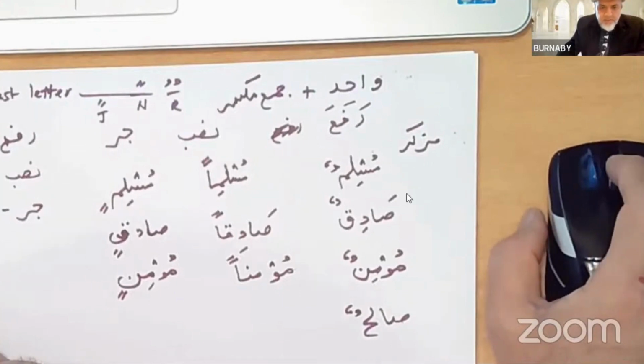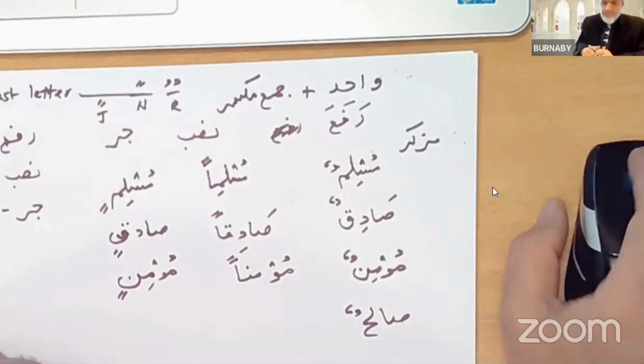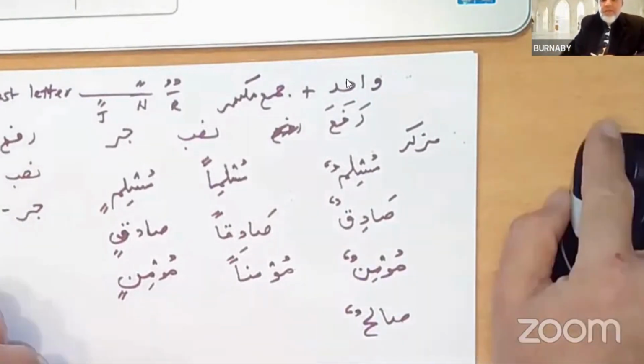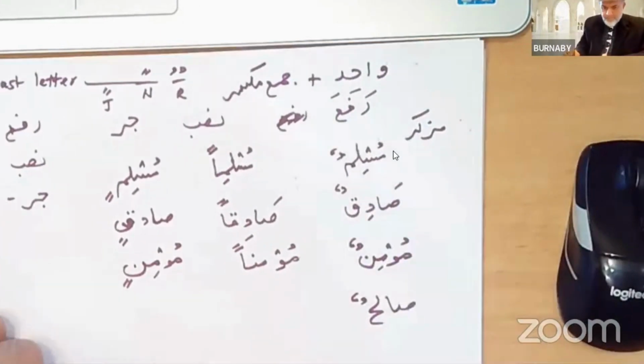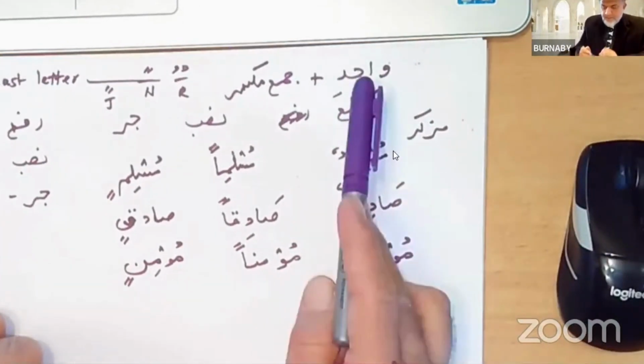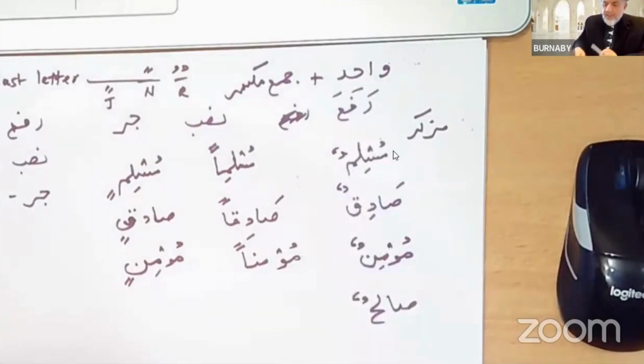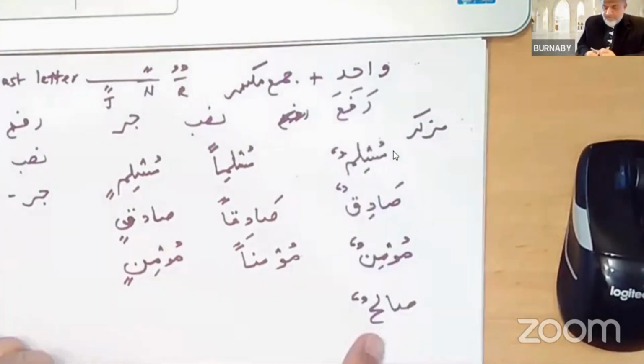Sister Asmin, are you with us today? Yes. Okay, Sister Asmin, is Salihun Mudakkar? Yes. Is it Wahid? Yes. Okay. Is Salihun Rafa? Salihun is Rafa. Yes. Good.